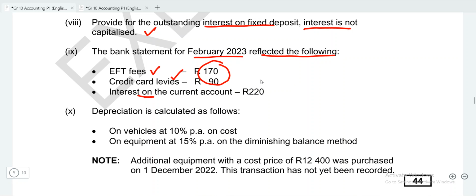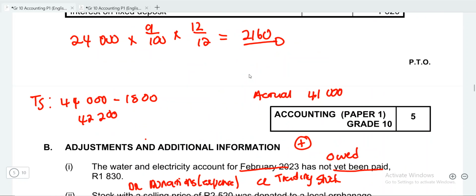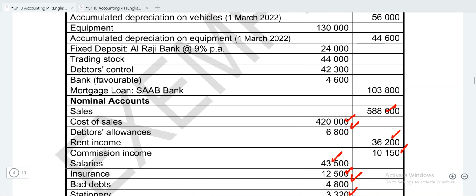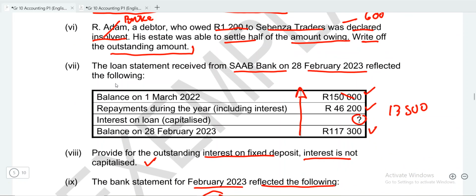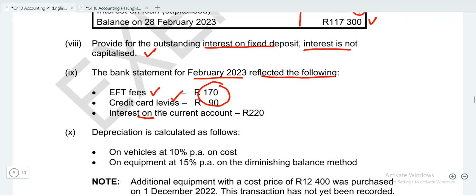So, to get an idea, you will see that your bank here, they're saying it's favorable. Meaning that you have an interest on a favorable bank balance. Though they don't tell you, these are some of the things that you can look at.